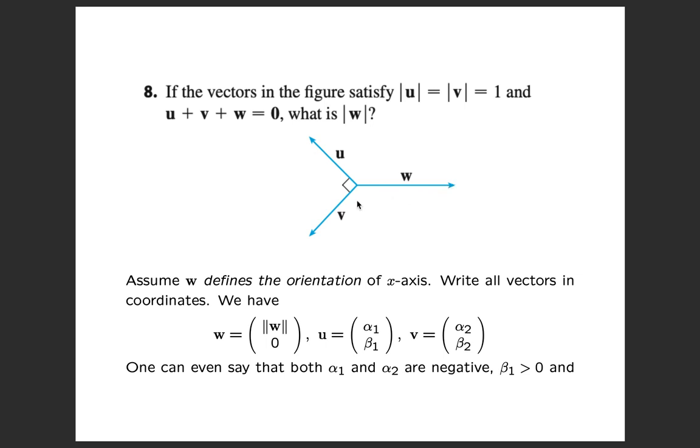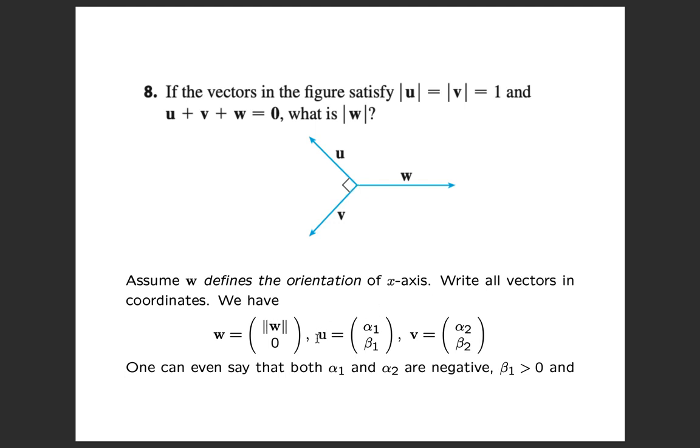All right, so without loss of generality, as we always say, we can assume that one of the vectors defines the orientation of the axis. In other words, the x-axis passes through the vector w. The point where the feet of those three arrows coincide is just the origin of the system. Now we're going to write all those vectors in components.